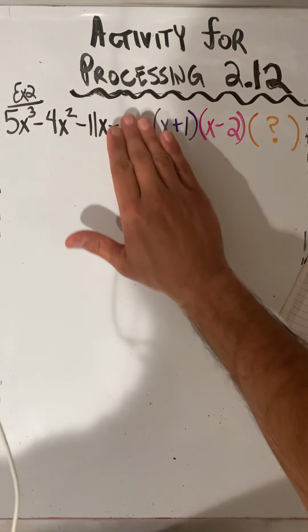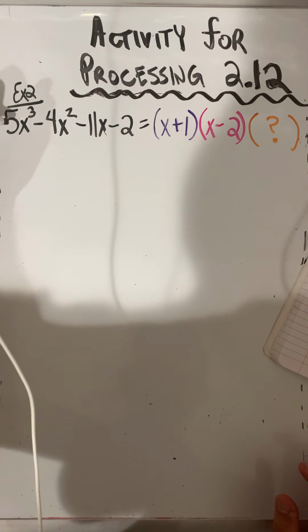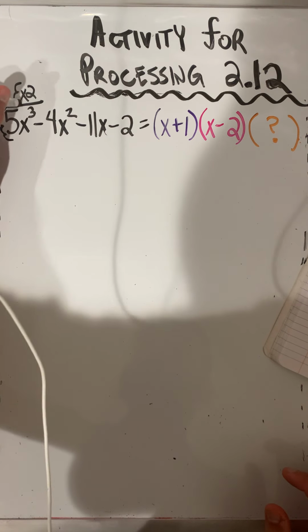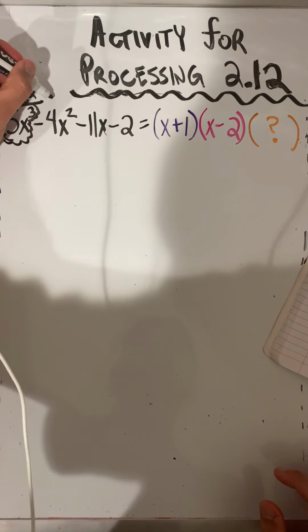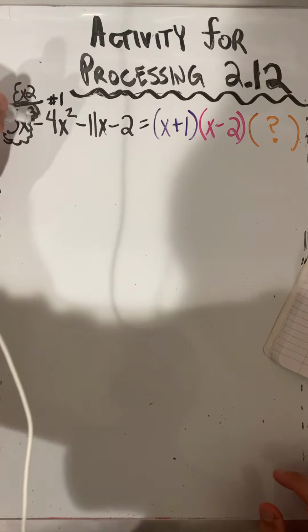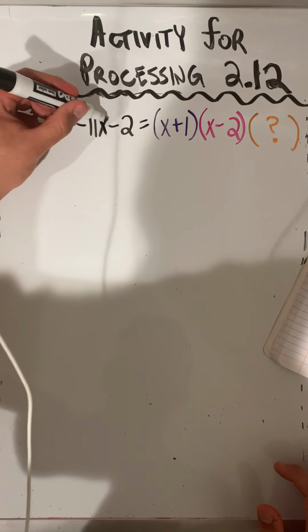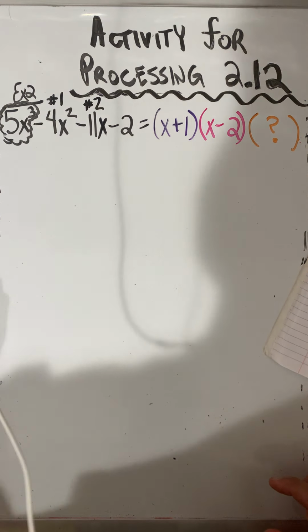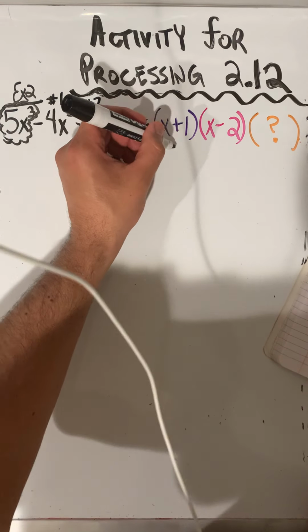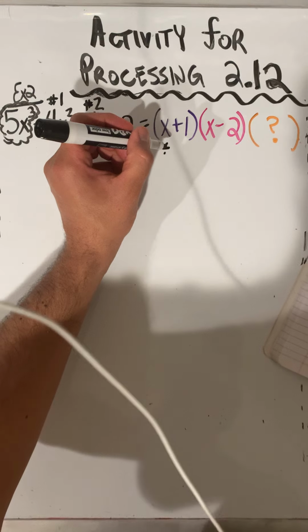This is a third degree polynomial with a leading term of 5x to the third power, which I would place that little cloud around. Our second term is negative 4x squared. Our third term is negative 11x. Our first division will be with x.